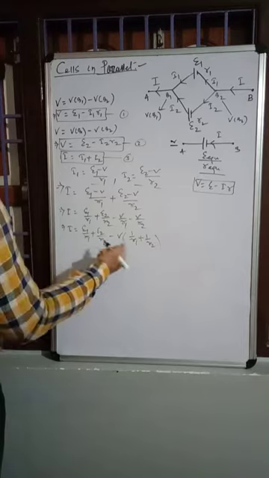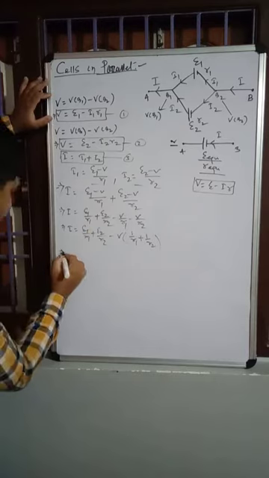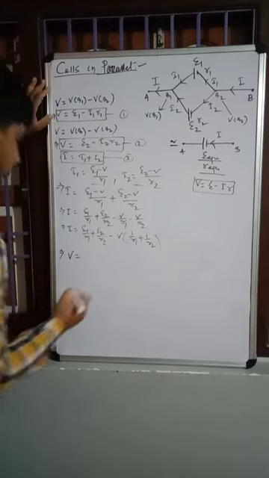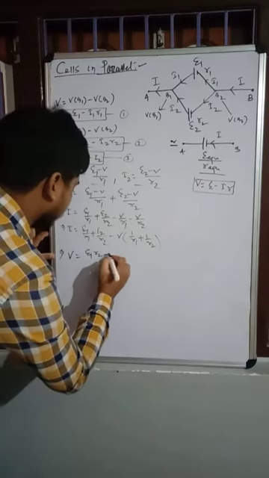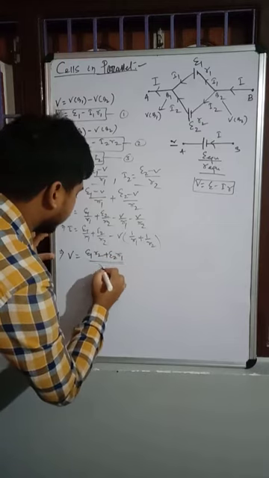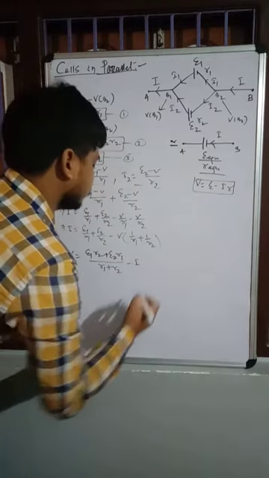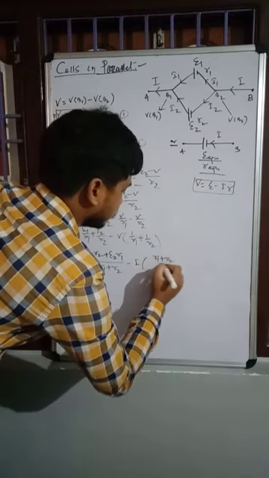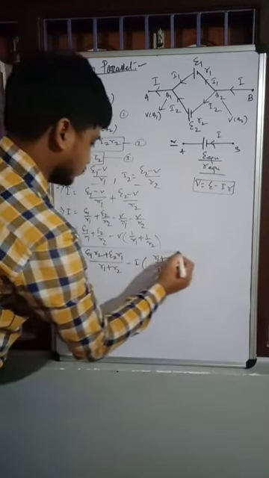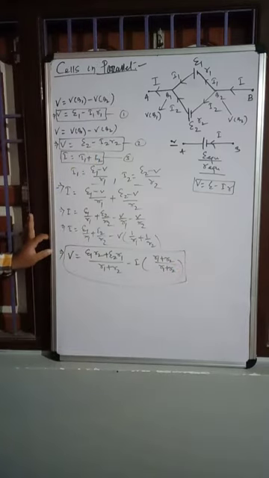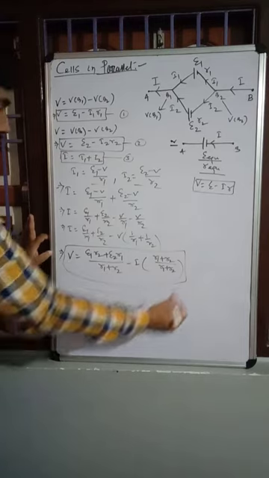By writing this expression in the form V equal to E minus IR, this implies that V will be equal to (E1 R2 plus E2 R1) divided by (R1 plus R2) minus I whole into R1 R2 divided by (R1 plus R2). Or I can say that it is in the form of V equal to E equivalent minus I R equivalent.